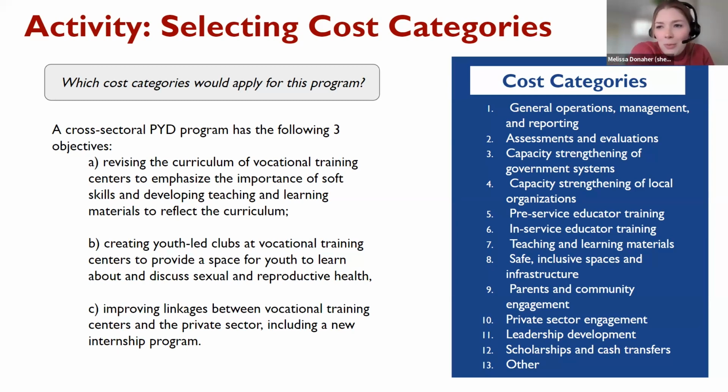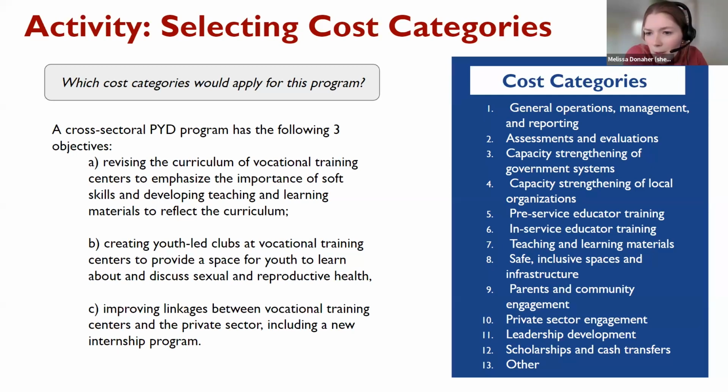Yeah, thank you, Camila, so much. I had the same thinking when I was reading this. So yeah, 7 and 8, I think, as you described, map really well to A and B, the curriculum work, and then the creation of the youth-led clubs. So those are really great examples. What about for part C? Does anyone have thoughts on what category we might use for part C, which is improving linkages between vocational training centers and the private sector, including a new internship program?